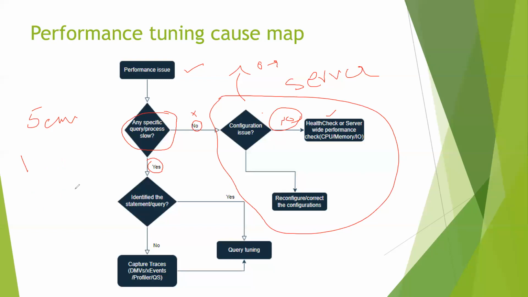So that is where we know the specific job, specific process, right? So then identify the statement or query. What is the difference between these two? Let's say, for example, you have a stored procedure which has 10 individual statements, or 10 queries within the batch. Each statement can have different execution times, right?